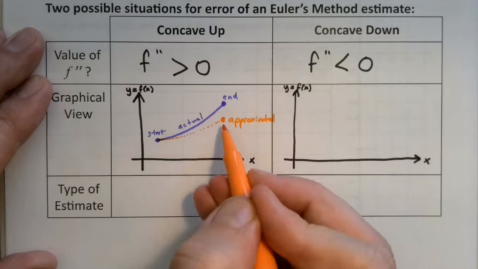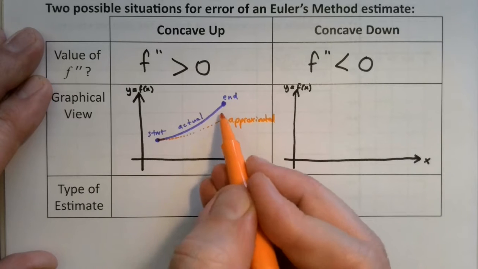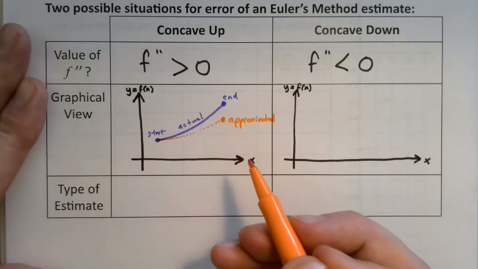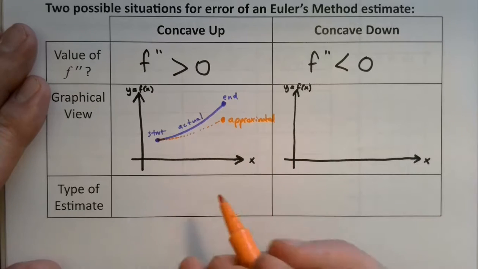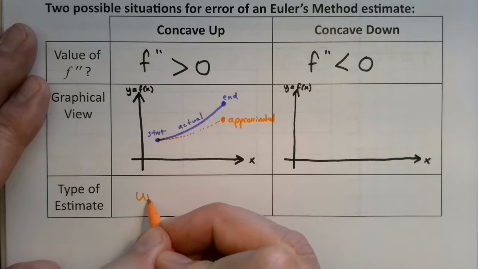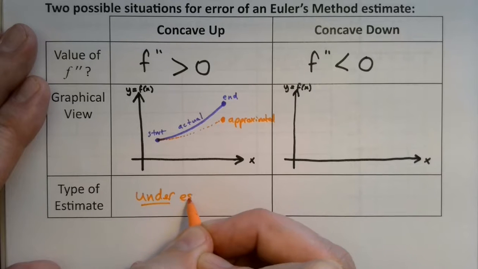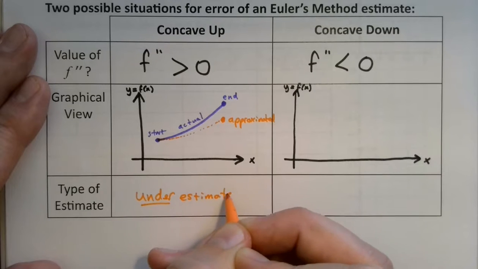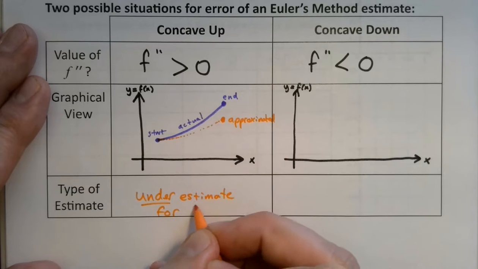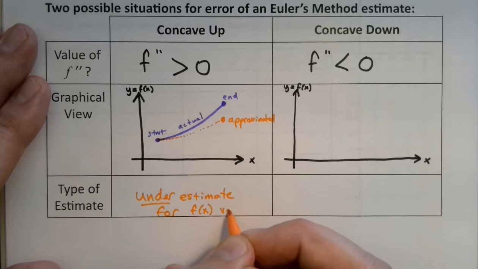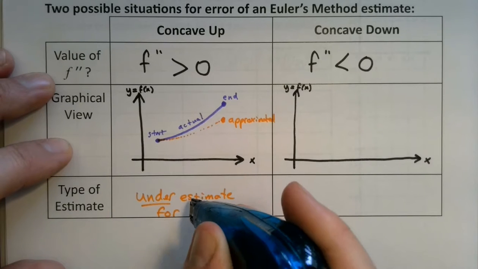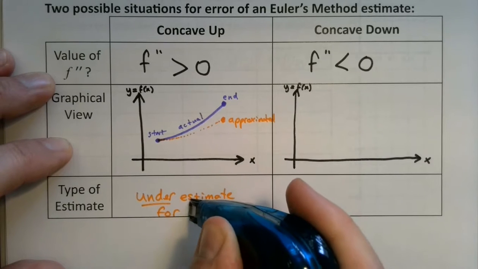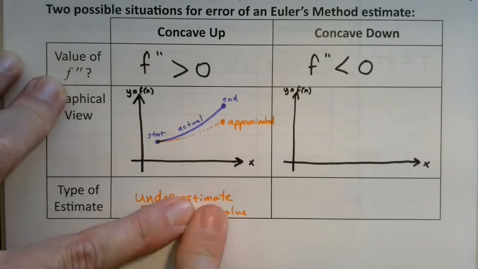Approximation is always going to look something like that. So this is always going to be approximating a little bit below. If it's concave up, we're going to be approximating a little bit below where the actual value is. So the type of estimate that we expect is always going to be an underestimate for the y value. I don't even want to say f of x, I just want to say y value, because we're talking in terms of x and y here.